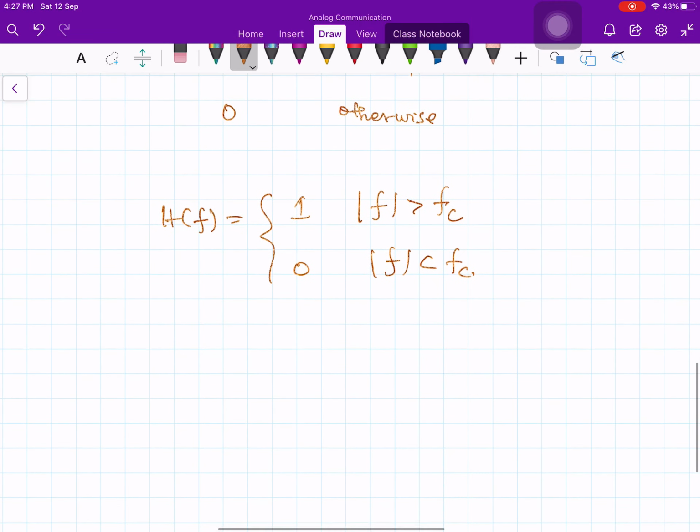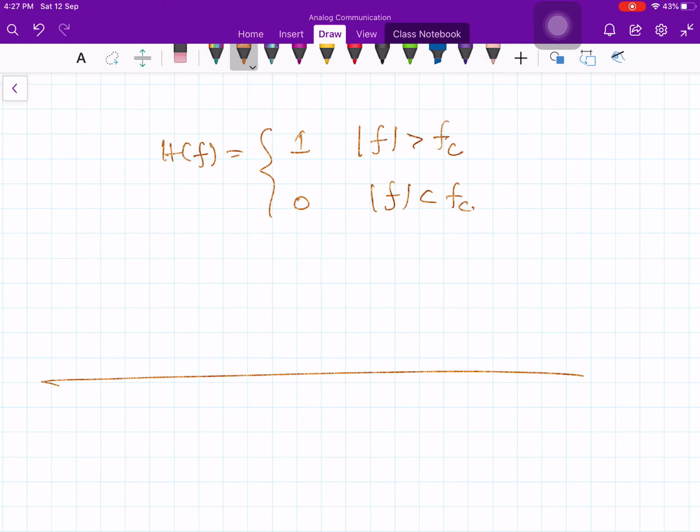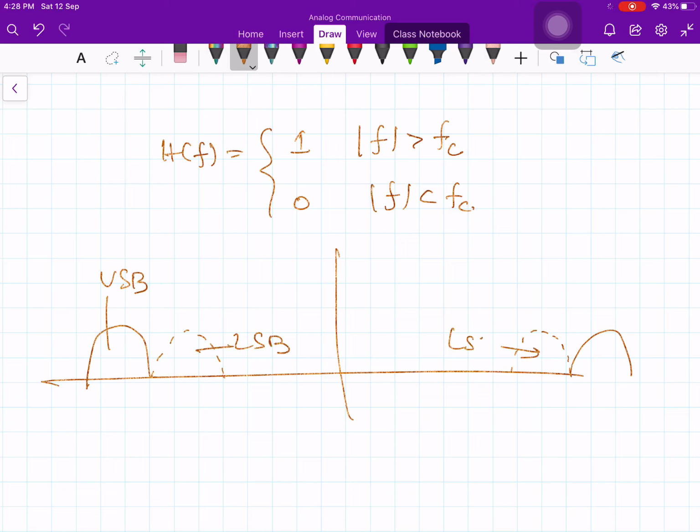Let us assume that we retain the upper sideband. So let me draw again. So I have it like this. Let me draw in the dotted line like this, and like that, then dotted line. This is my upper sideband and lower sideband. This is the lower sideband, and this one is the upper sideband. So I would like to retain the upper sideband and reject the lower sideband.